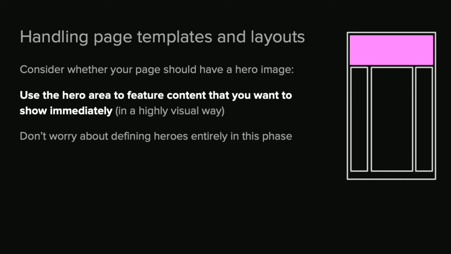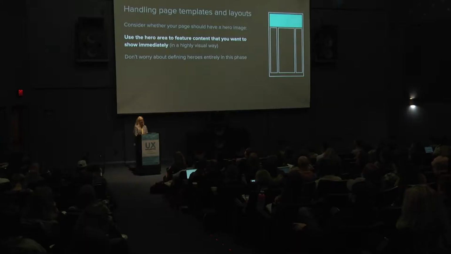As for the hero image, you can take a stab at determining whether the page should have it, and you can use the hero area to feature content that you want to show immediately in a highly visual way. Or you can use static imagery, or a carousel to scroll through different content. Heroes probably will be explored in more detail in the visual design phase, though. Sometimes it's hard to know what content will look best in that area in this phase, with it just being in words.